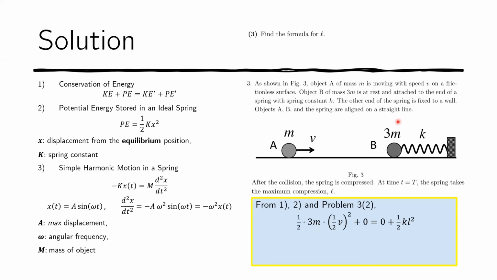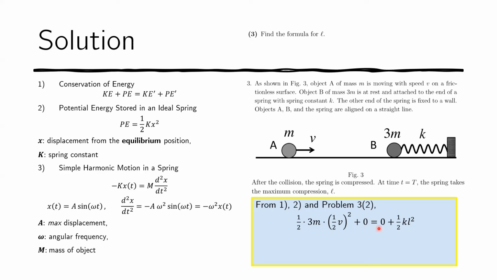Then at equilibrium, meaning at the initial state, when the spring is neither compressed nor stretched, the potential energy is 0 because x here is 0. Remember, x is the displacement from the equilibrium position. So if it's at equilibrium, then x is 0, and so we have a potential energy of 0. So this is the initial state right after the collision.